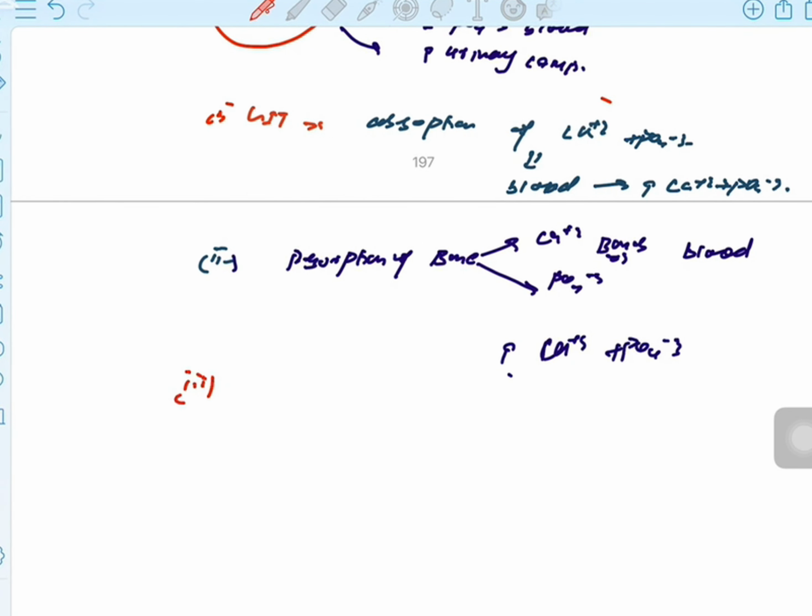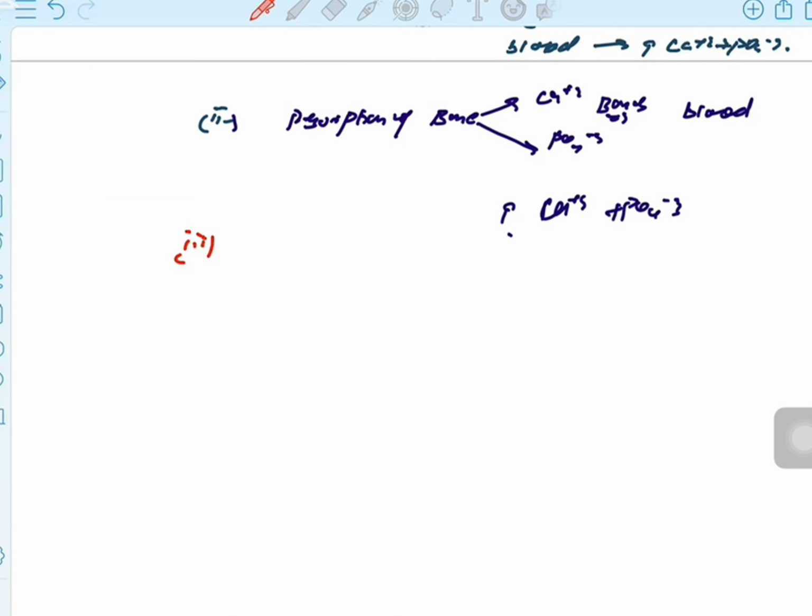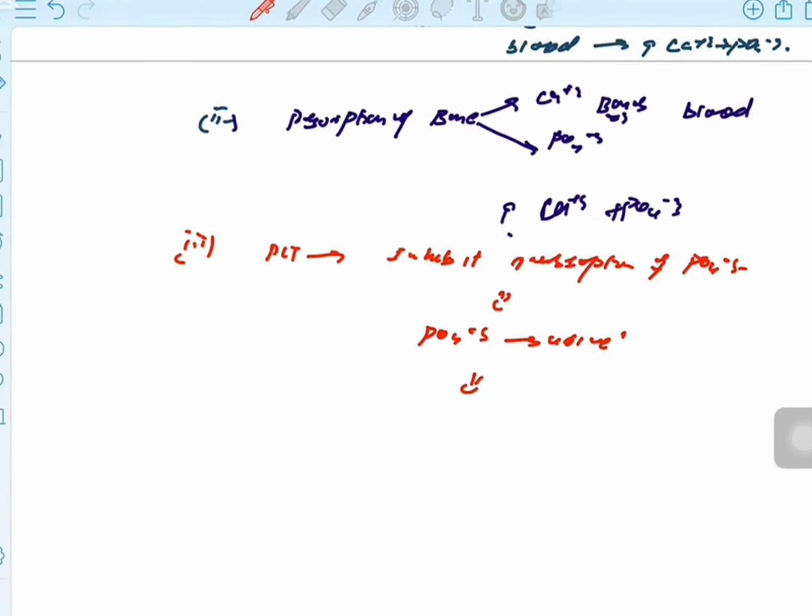The third site: when the blood goes toward the kidney, parathyroid hormone acts on the proximal convoluted tubule and inhibits the reabsorption of phosphate. When reabsorption of phosphate is inhibited, the phosphate goes into the urine. So when phosphate goes into the urine, the final result will be a low level of phosphate in your blood.